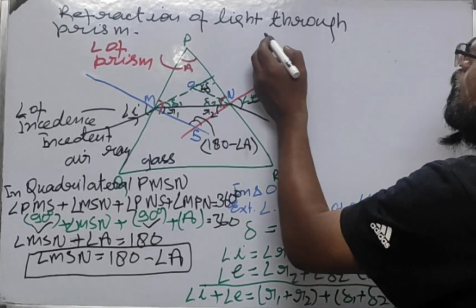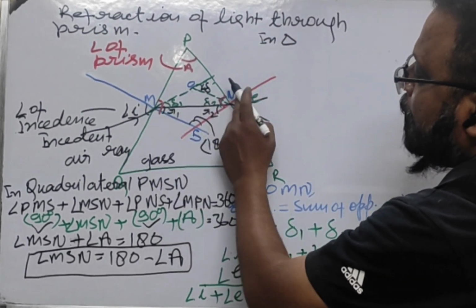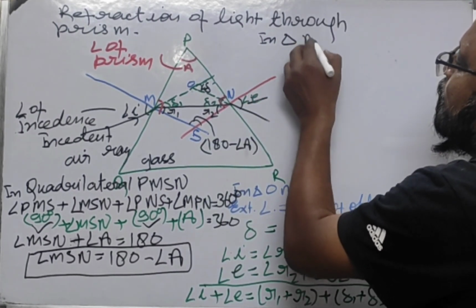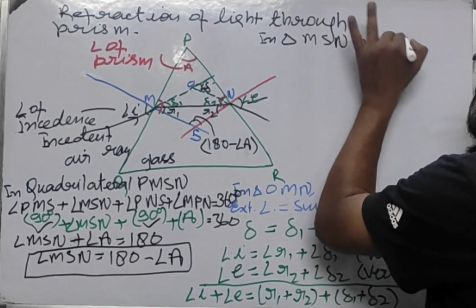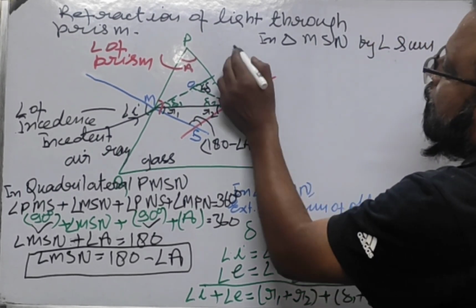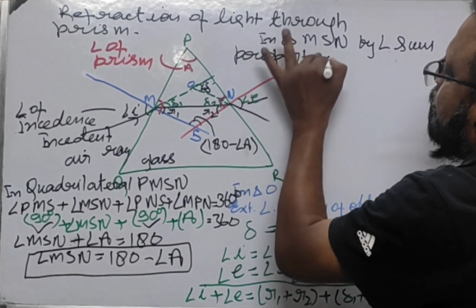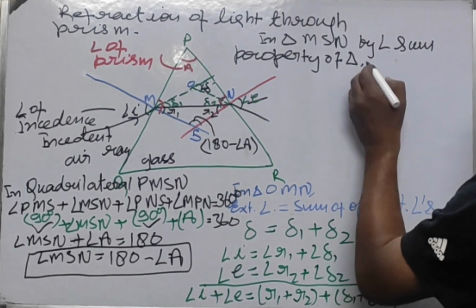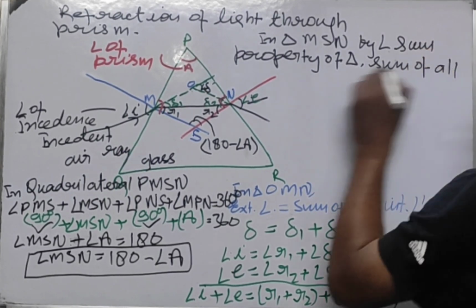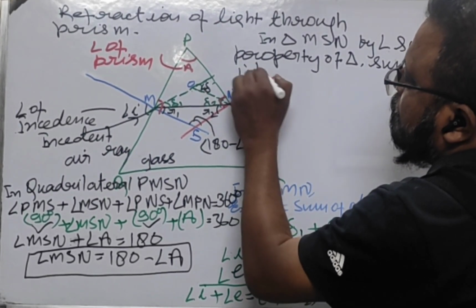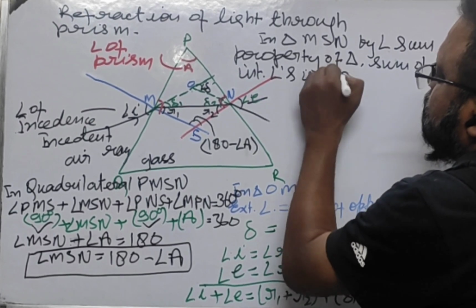Forget about this. Now in triangle MSN, by angle sum property of triangle, sum of all interior angles is 180 degree, right?